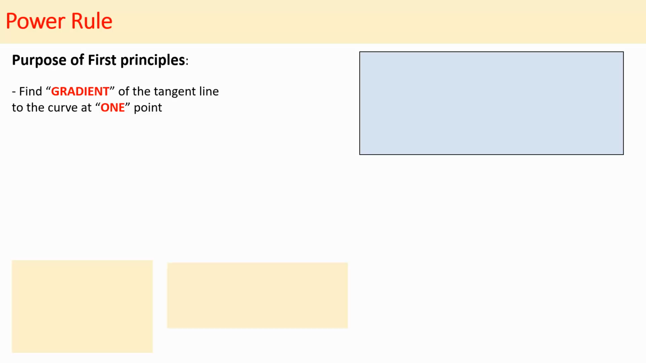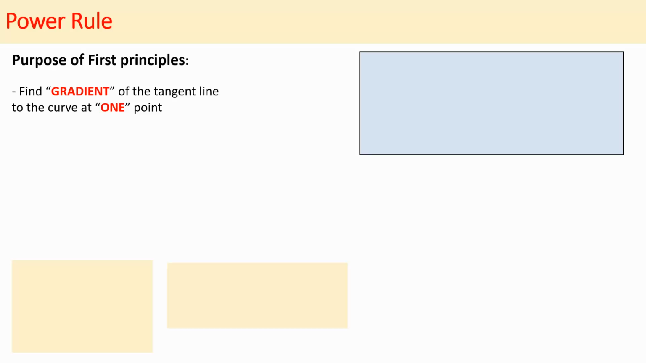Before I show you the power rule, just remember, the purpose of first principles, which I showed you last session, was really just to find the gradient. But it's not any type of gradient. It's a gradient at one point, because that's what tangent means. A tangent is a straight line that touches the curve. It doesn't matter what curve it is, it touches the curve at one point. Because it touches at one point, we want to know, at that point, what is the gradient? That means the slope, how steep is that line when it touches that curve?